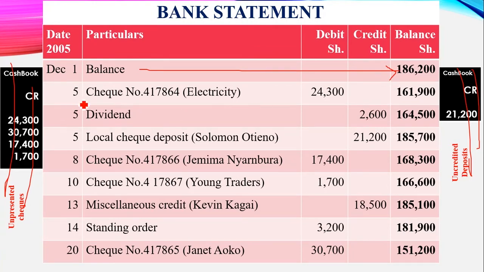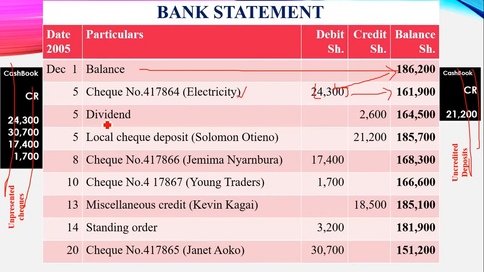Then on December 5th, there is a check here that was written for electricity. We don't know whether it was an expense or an income, so you need to check where it falls. It is on the debit. And we said on the debit, the bank will debit the bank statement when a withdrawal is made. Therefore, the electricity here is an expense, so it is going to reduce the balance at the bank. So you minus this to get 161,900.